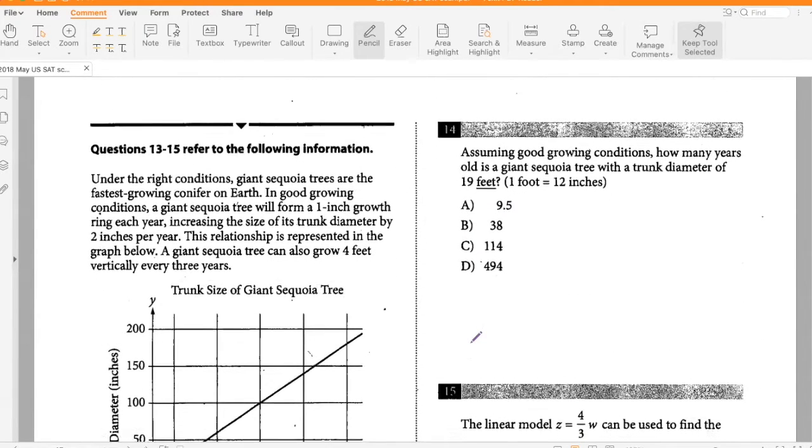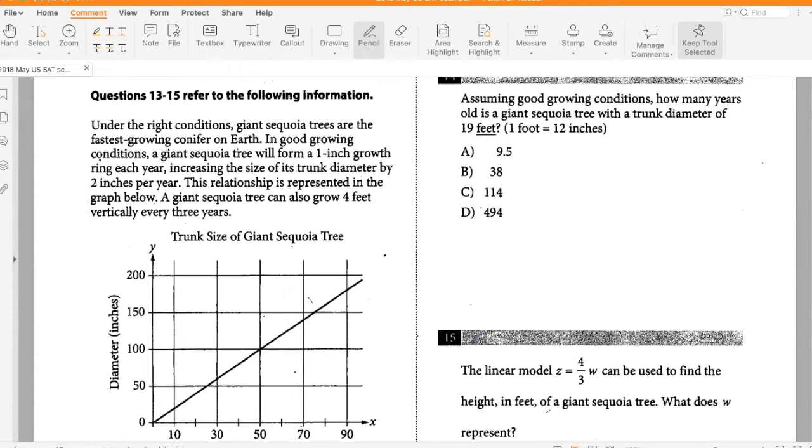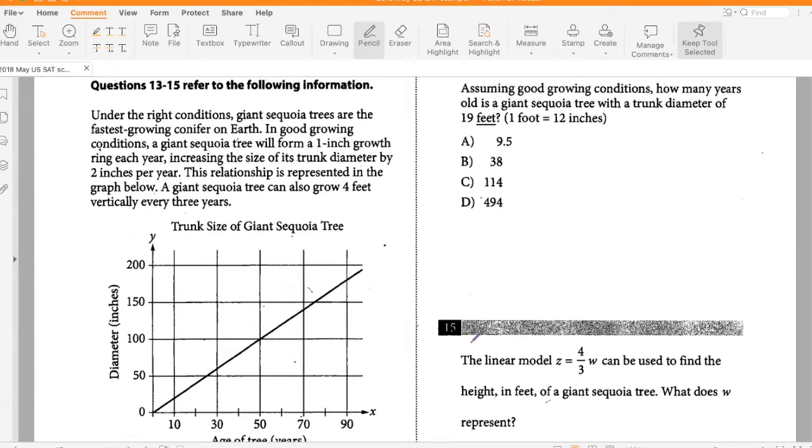Okay, under the right conditions, giant Sequoia trees are the fastest growing conifer on Earth. In good growing conditions, a giant Sequoia tree will form a 1-inch growth ring each year, increasing the size of its trunk diameter by 2 inches per year. This relationship is represented in the graph below. A giant Sequoia tree can also grow 4 feet vertically every 3 years.